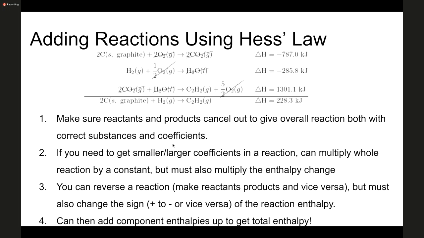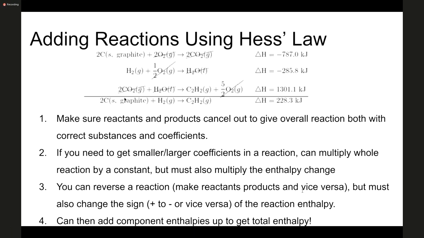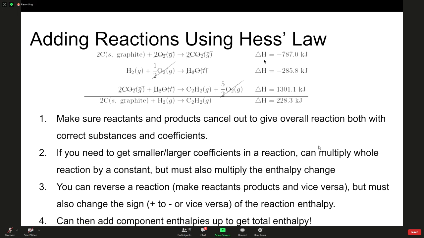And to figure out exactly what operation you want to do, you just want to look at what your final products are and then try to find them in the builder reactions that you're given. So you'll figure out, for example, in this reaction, I guess this one's just canceling stuff. But in other reactions, let's say you had 1 C here, and then you see that you need 2 Cs there. Then you're going to want to multiply this whole thing by 2.